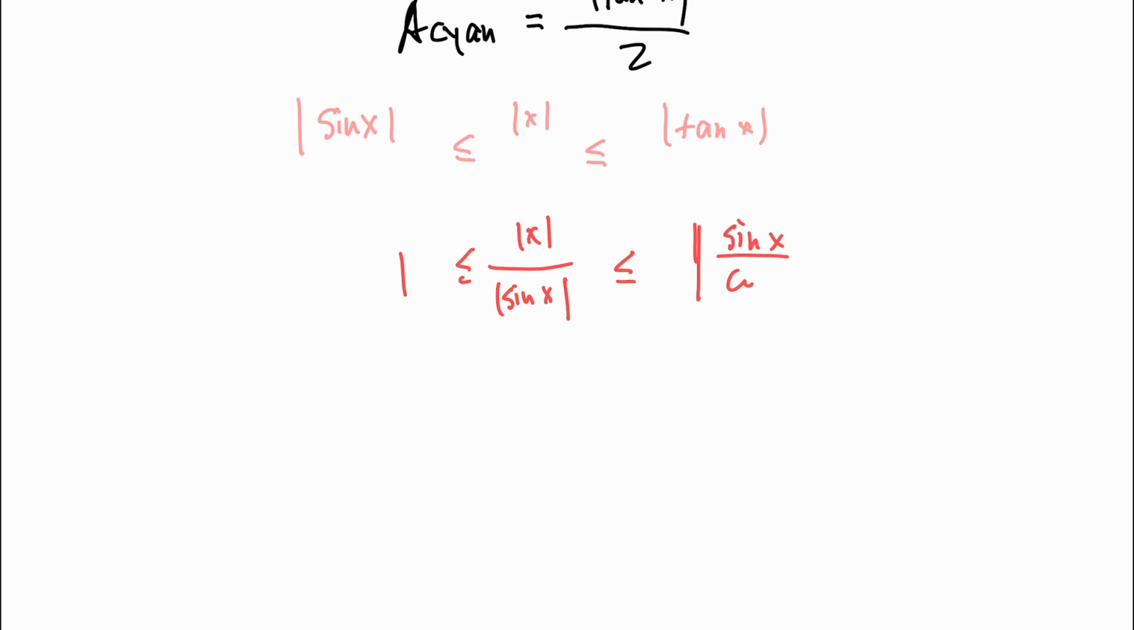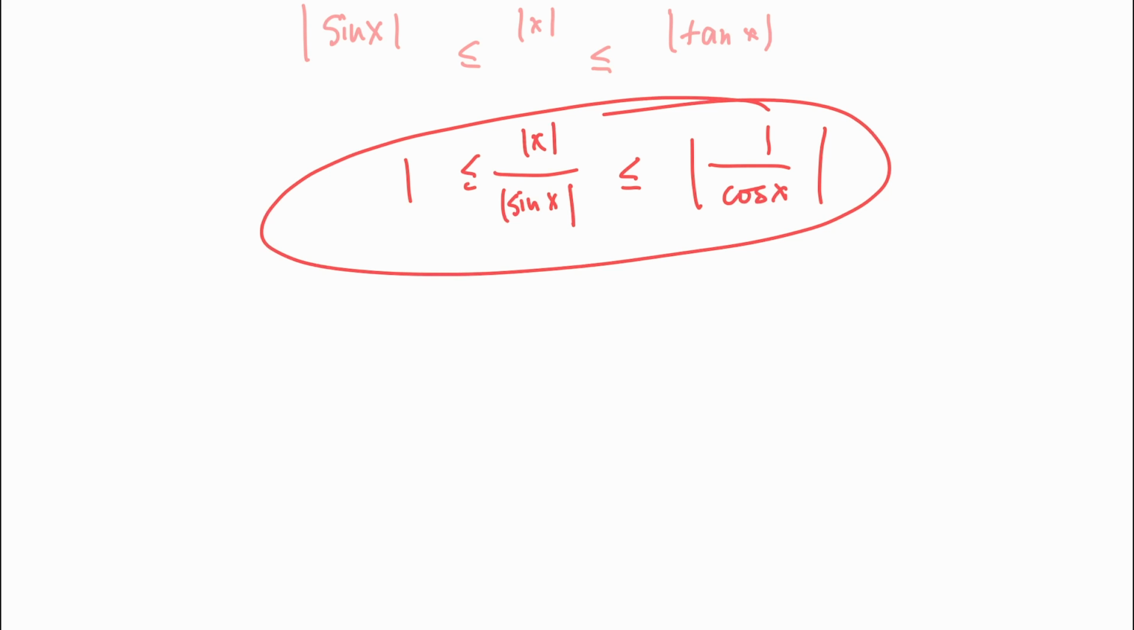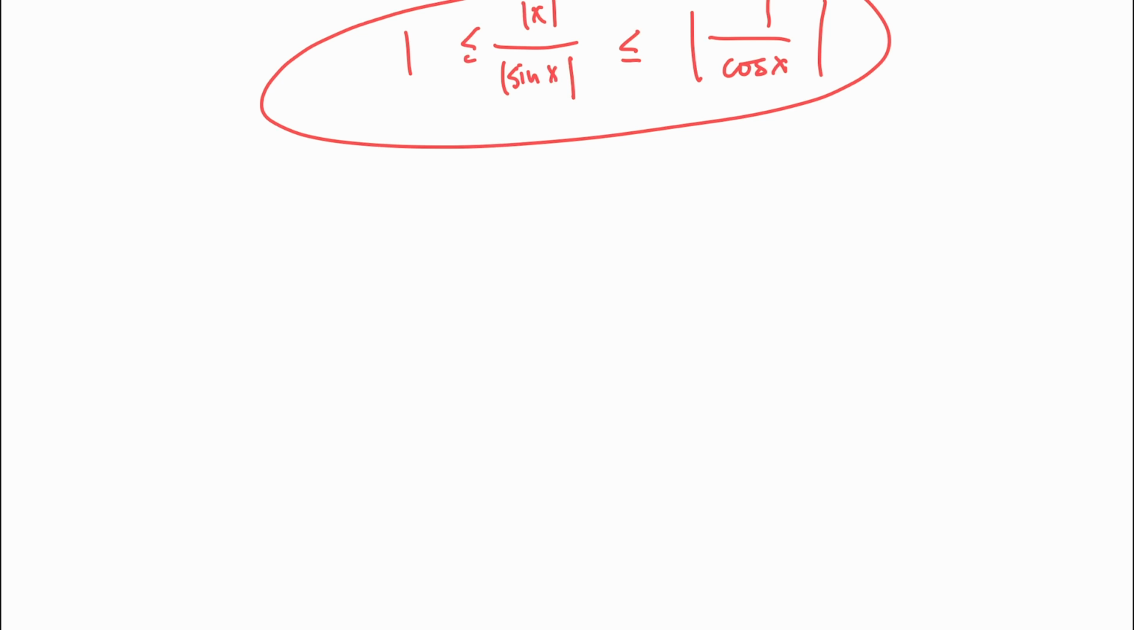Although tangent of x, we can just write as sine of x over cosine of x. We want that over sine of x. Well, that would just turn into 1 over cosine of x. And then we can take the reciprocal of all three sides, and notice that the inequality sign will change. So that is sine of x over x, which is larger than or equal to cosine of x.